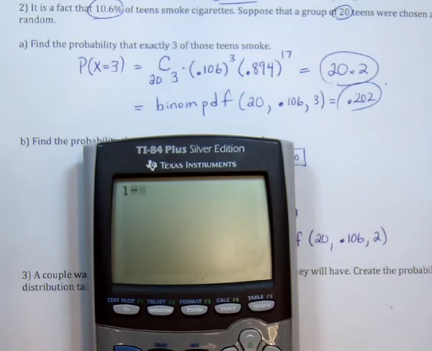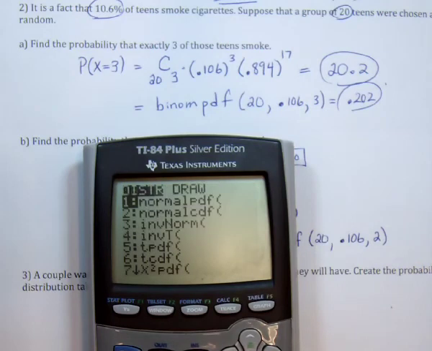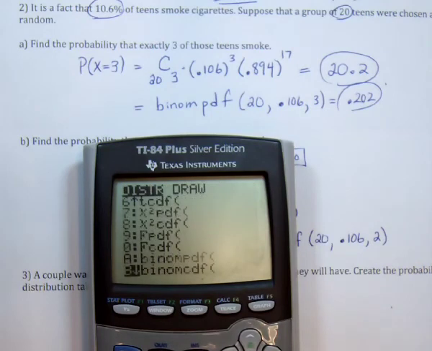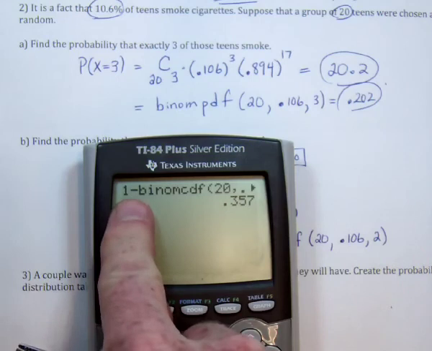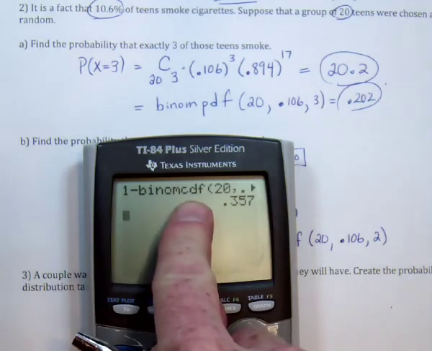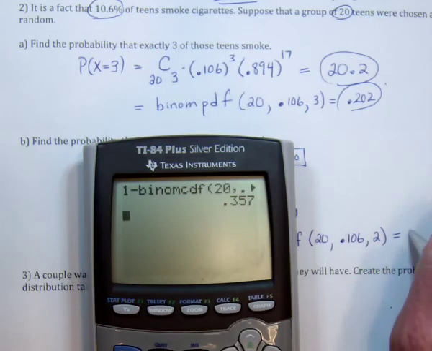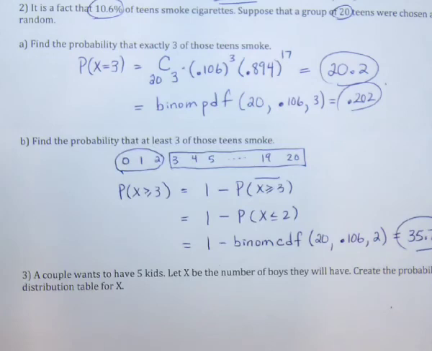So we need the 1 minus first of all, and then second, distributions. Get the binomial CDF, and then it's out of 20 people. P is 0.106. The x value, we're going up to 2. And so it still has the 1 minus and then the binomial CDF. So 0.357, or in other words, 35.7% chance, at least 3 of those people would be smokers.